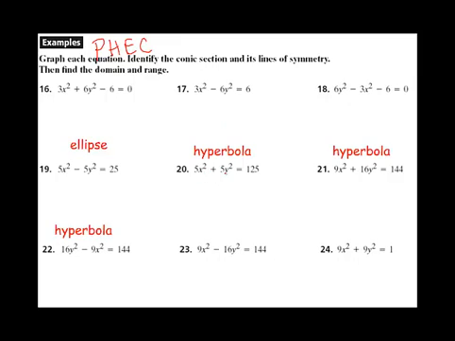Next one, we have two squared variables. All right, that's good, so it's not a parabola. It's not a hyperbola because the signs are both positive. So it's either got to be an ellipse or a circle. Since the coefficients are the same, that means that this is a circle.